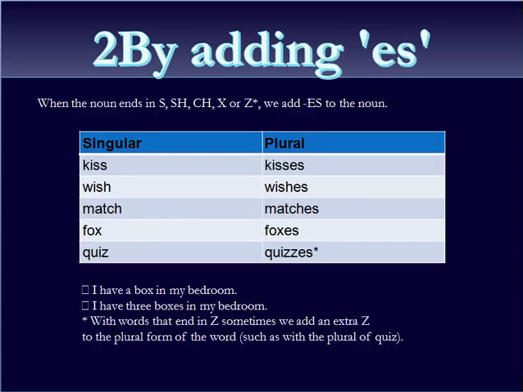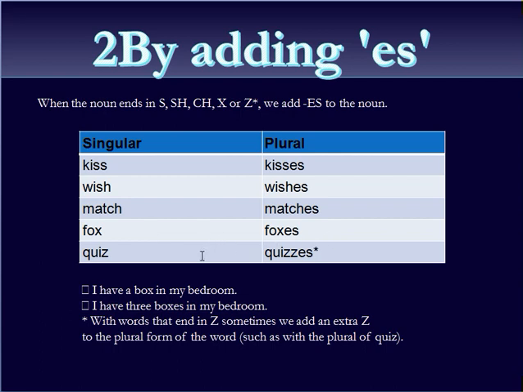Let's move on to the next point to remember. When we want to make plurals from singular nouns, what do we have to do? We can add es at the end of a noun to make it plural. But when do we add es? When the noun ends in s, sh, ch, x or z, we add es to the noun. Here are the examples. Kiss, by adding es becomes kisses. Wish, wishes. Match, matches. Fox, foxes.